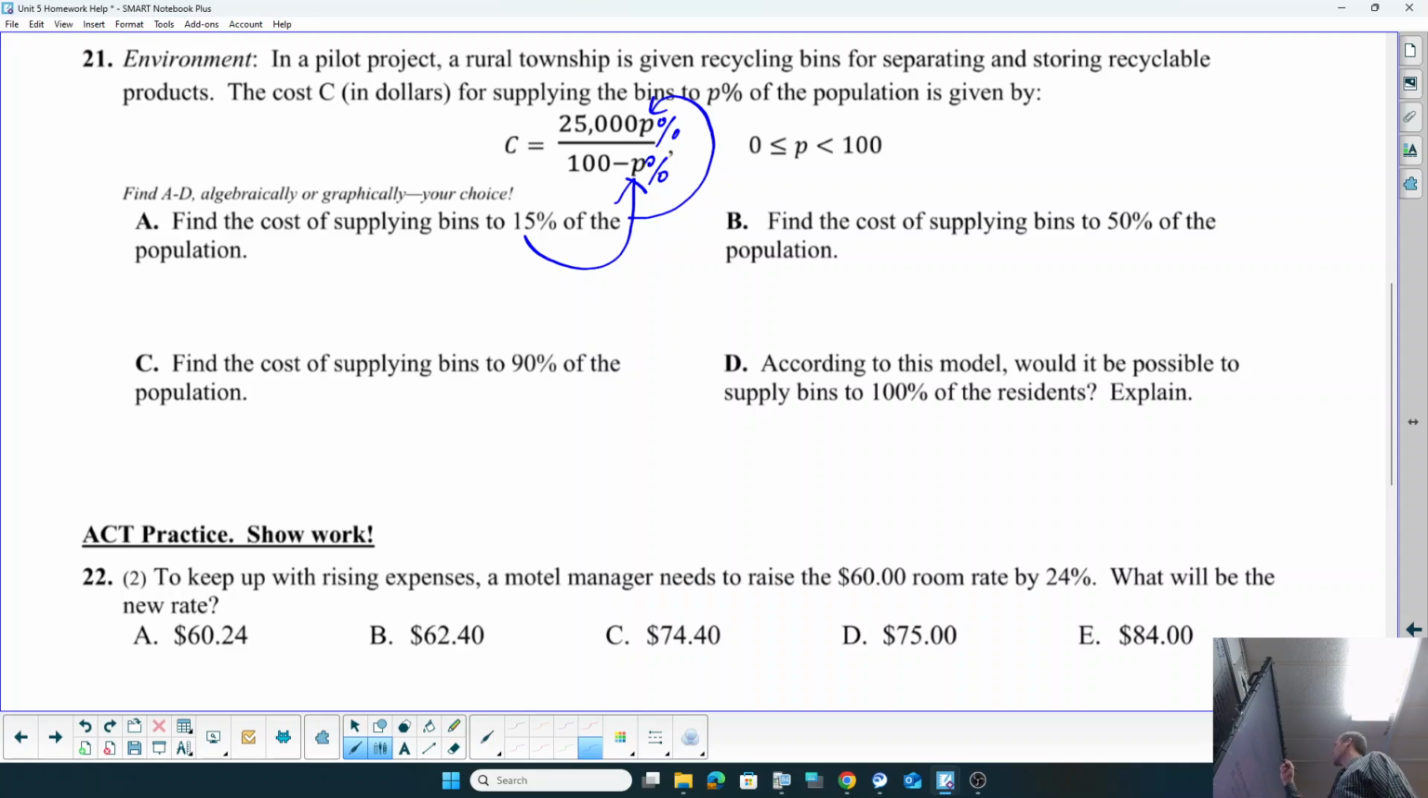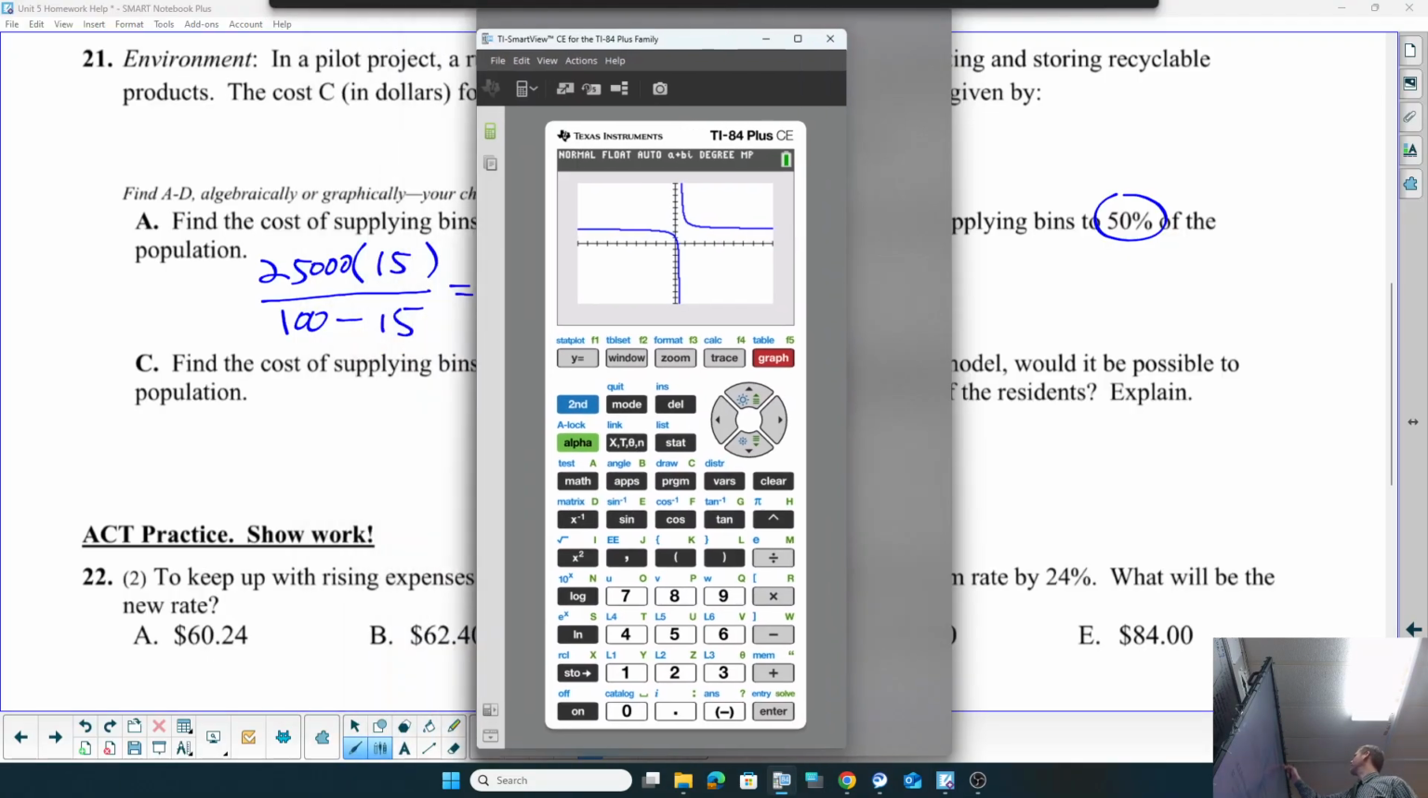In fact, it's going to do it 3 different times. So why don't I just use our calculator? Remember how to do that? You could use X for P. Let's do the first one by hand. So we're going to do 25,000 times P, which is 15, divided by 100 minus 15. And let's see what that is using our calculator.